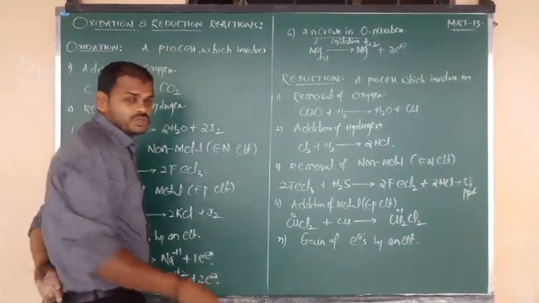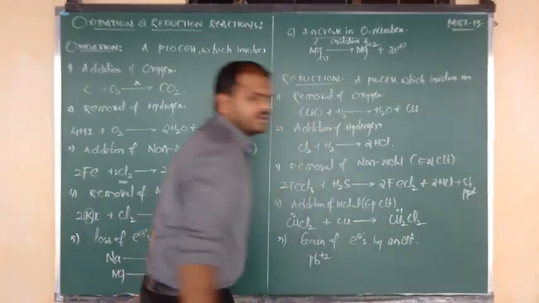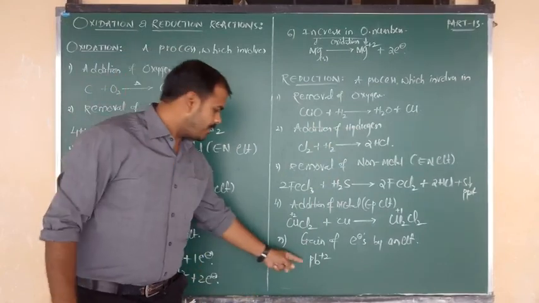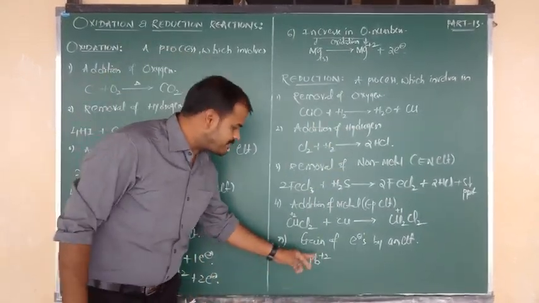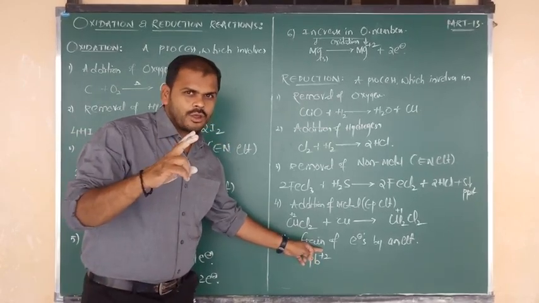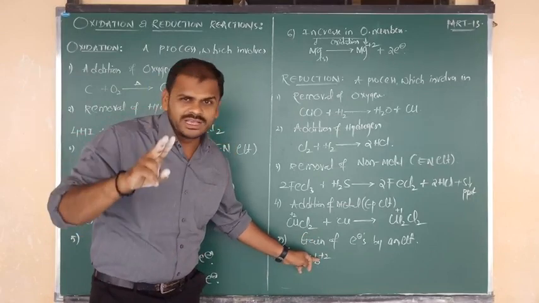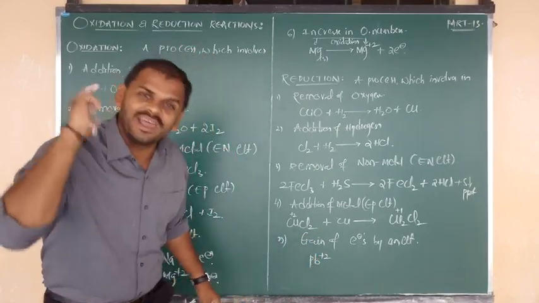I am going to show you an example. First, suppose I consider Pb plus 2. I have mentioned this symbol also, plumbous. Pb plus 2 means plumbous, or we can say lead 2. Plumbous, Pb, contains the charge plus 2. So to neutralize that plus 2 charge, we require 2 electrons.